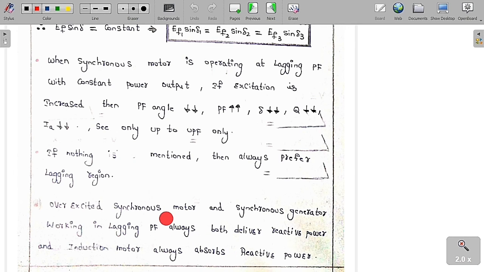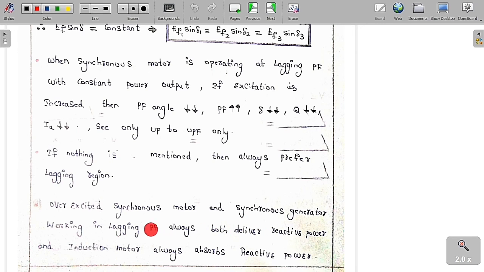Whereas a synchronous motor and synchronous generator, they can absorb, they can also deliver. So this is a very important point that you always need to keep in mind. Induction motor will always absorb the reactive power, whereas synchronous motor or synchronous generator, they can absorb the reactive power, they can also deliver the reactive power.